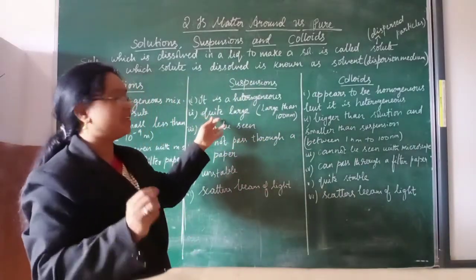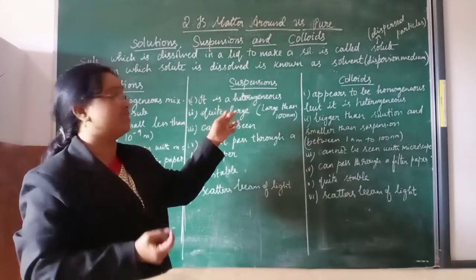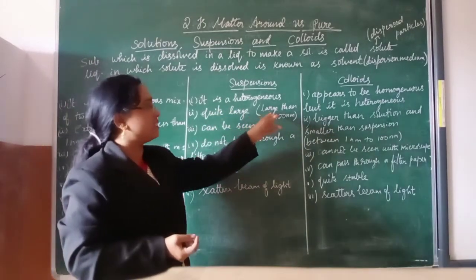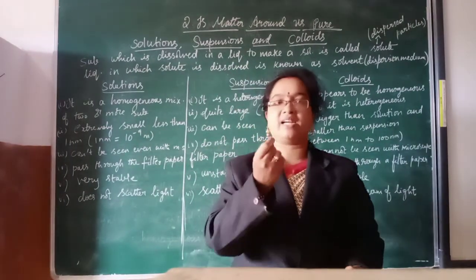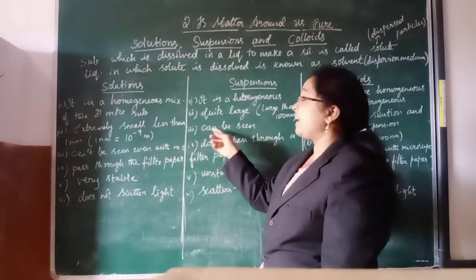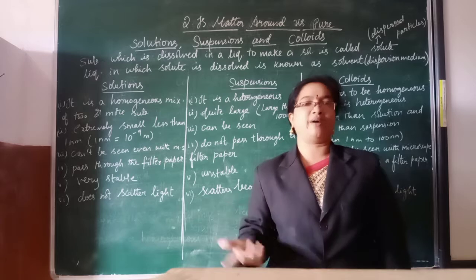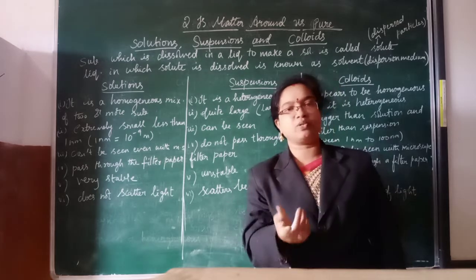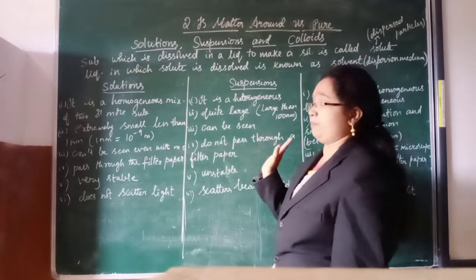And the particle size is quite large. We can easily see the particles. How large will the particle size be? Larger than 100 nanometers. The particle size will be more than 100 nanometers, and they can be seen easily. No need of a microscope or anything. We can see them with our eyes. And they do not pass through a filter paper.